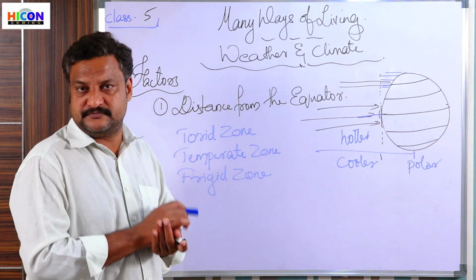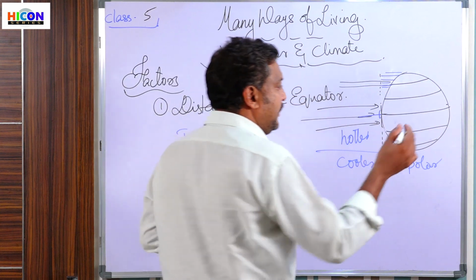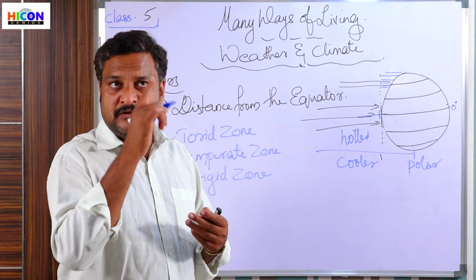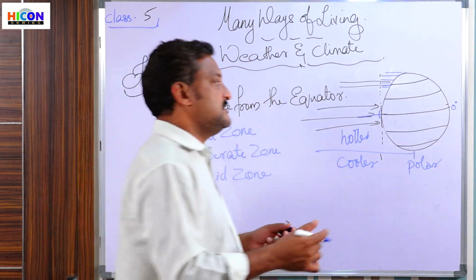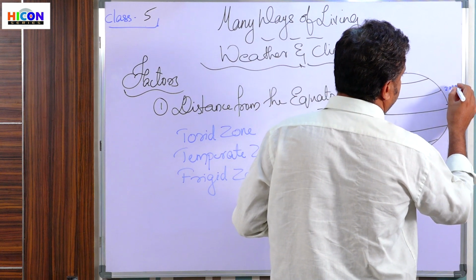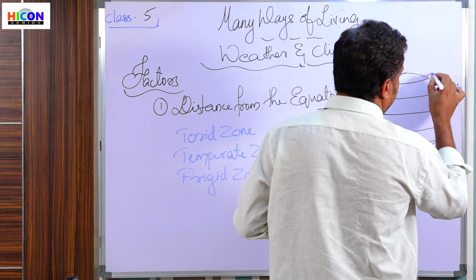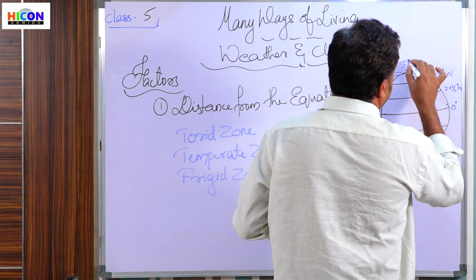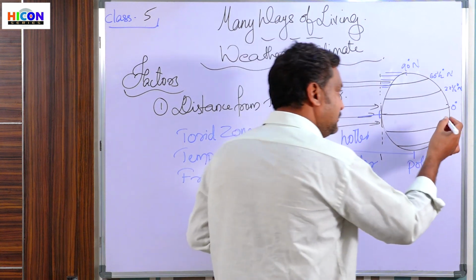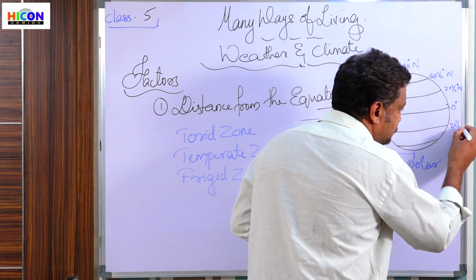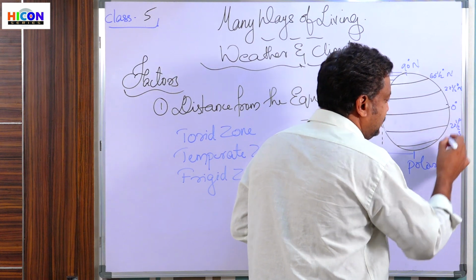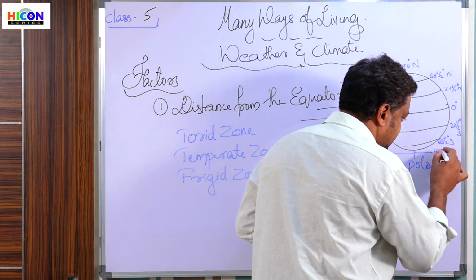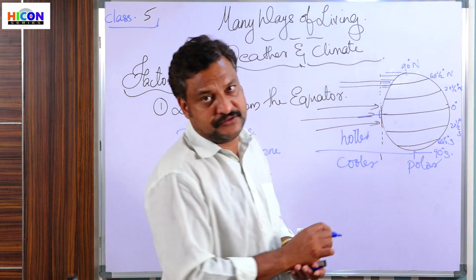Frigid means very cool. So we know the equator is 0 degree latitude, and then we have 2 or 3 more major latitudes on both sides, isn't it? Yes, here we have the 23.5 degree north latitude. Here we have the 66.5 degree north latitude, and this is the 90 degree north, isn't it? At the bottom also we have a 23.5 degree south latitude and a 66.5 degree south latitude, and this is the 90 degree south latitude, isn't it?